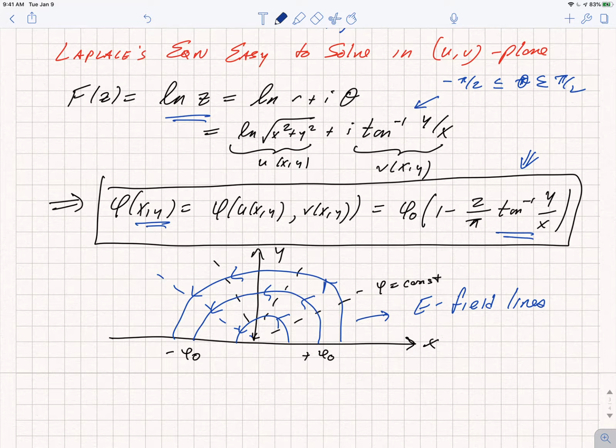So I see here I probably should take this argument to be consistent with that. So what you see here is the lines of constant phi are lines of constant theta, and the electric field lines are orthogonal to that. They go around in a circle like that. So there you go.